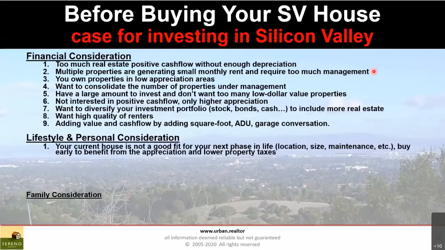A lifestyle and personal consideration. Your current house is not a good fit for your next phase in life. Let's say you have 3 kids today, and you have maybe 5 bedrooms, and obviously children will eventually leave the house. You want to stay in this area, and all you want is maybe a 3-bedroom, 2-bath home, going from 3,000 square feet to 1,500 square feet, and you want to capture some of the appreciation of the future. This is a way for you to better get into the market when taxes are less, and you can benefit from the appreciation as well.